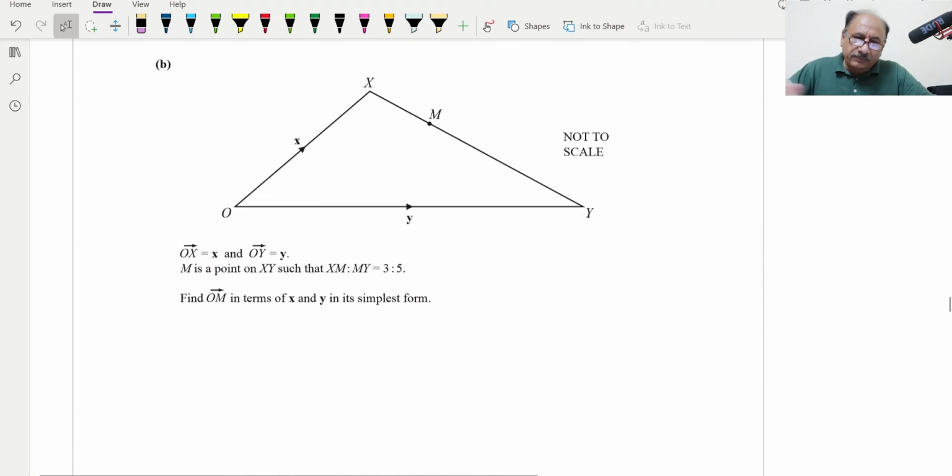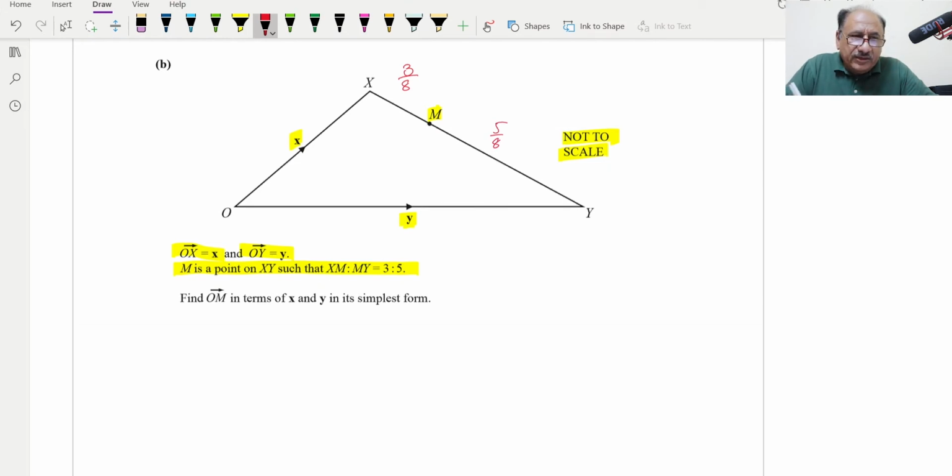Now part B, again the diagram is not to scale. OX is equal to x, this one. OY is equal to y, and M is a point on XY such that XM to MY is in the ratio 3:5. So 3:5, this will be 3/8 and this will be 5/8 of what?